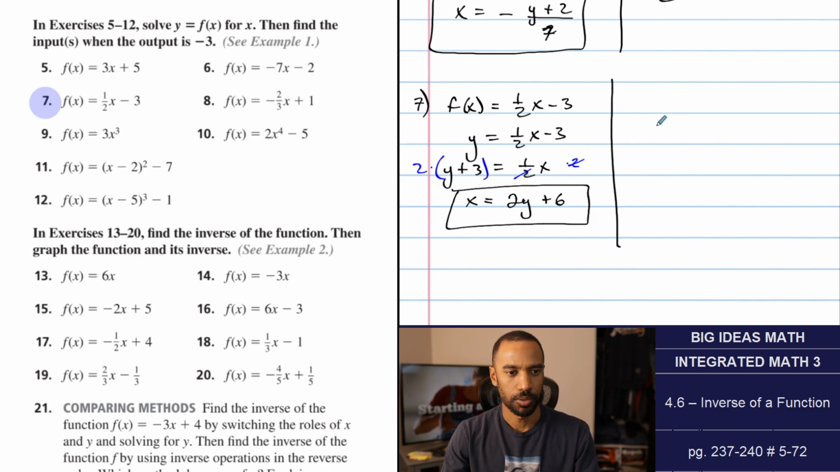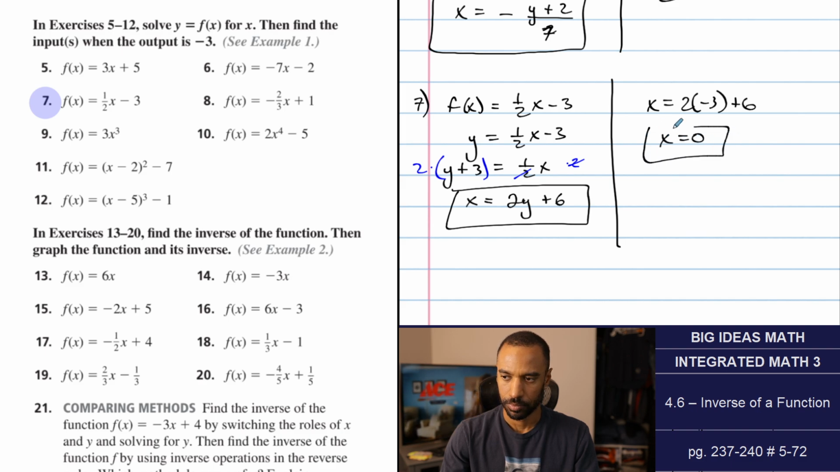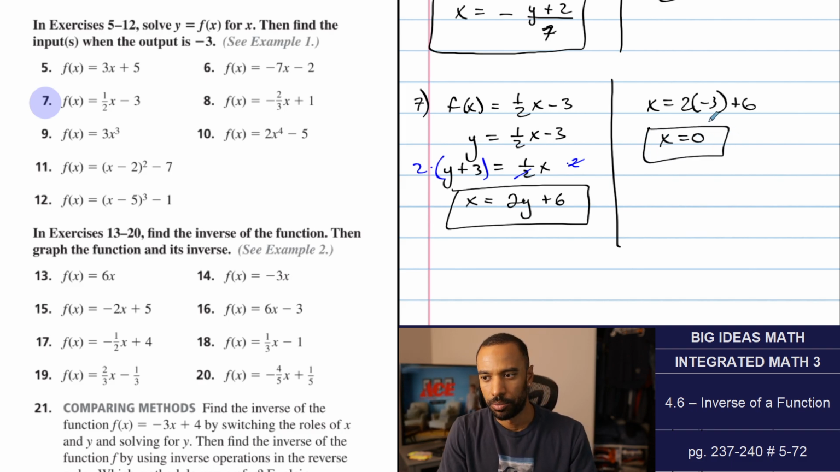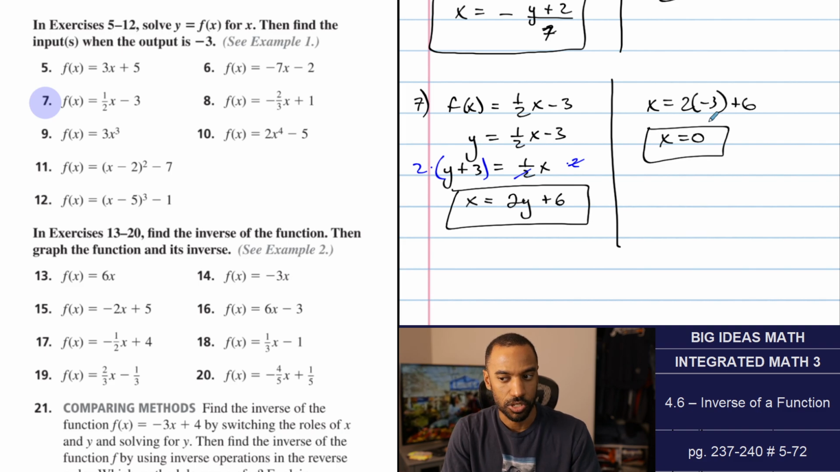When we substitute negative 3 for y, we get negative 6 plus 6, which is 0. So x is 0. Sorry, y is negative 3 when x is 0.